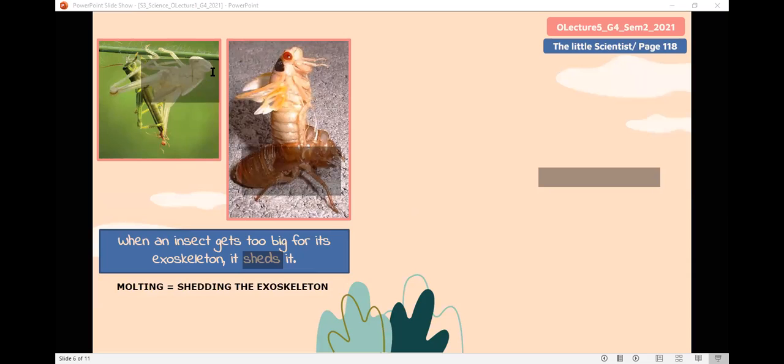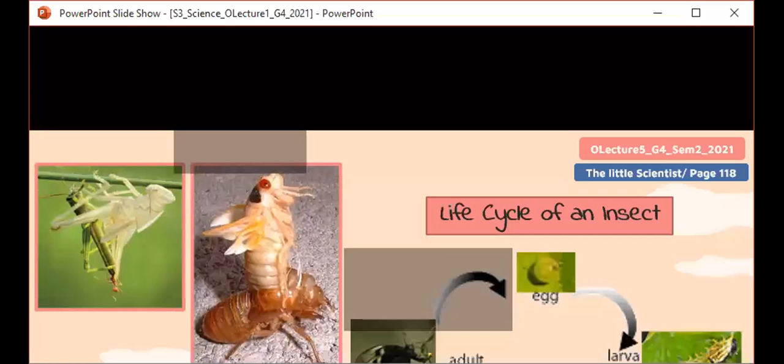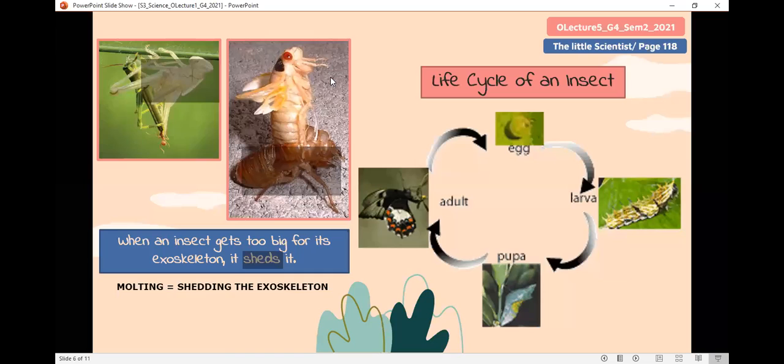Are insects oviparous or viviparous? Oviparous. Okay, insects are oviparous. Egg, larva.